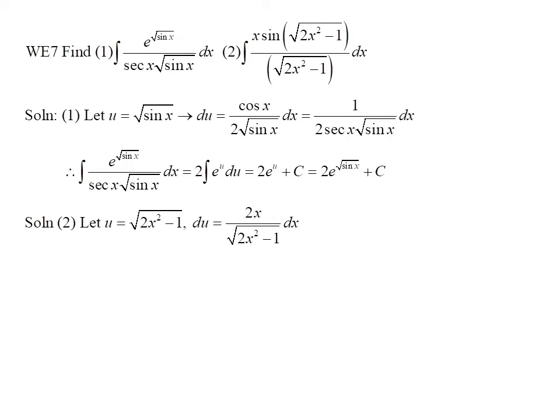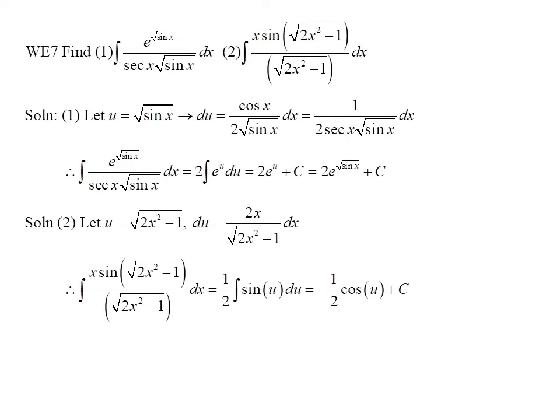As for the second question, we let u equal the square root of 2x squared minus 1, which gives du equals 2x over the square root of 2x squared minus 1 dx. Hence, the antiderivative is written as 1 over 2 times the integral of sine u du, which equals negative 1 over 2 cos u plus c. After substituting back to the variable x, it equals negative 1 over 2 cosine, open bracket, square root of 2x squared minus 1, close bracket, plus c.